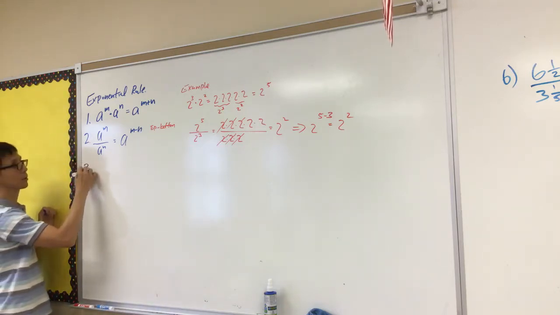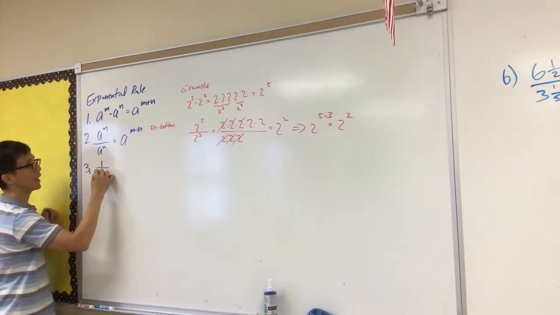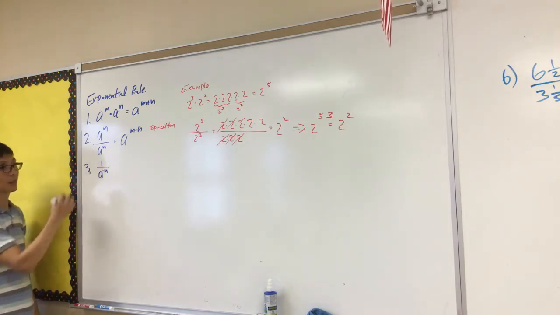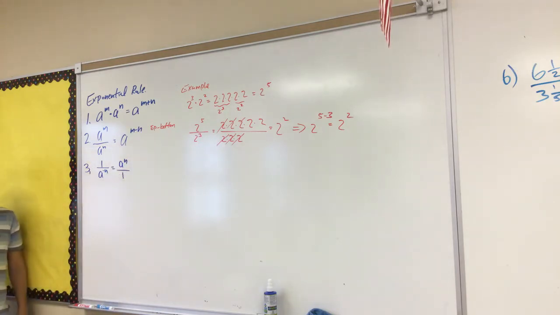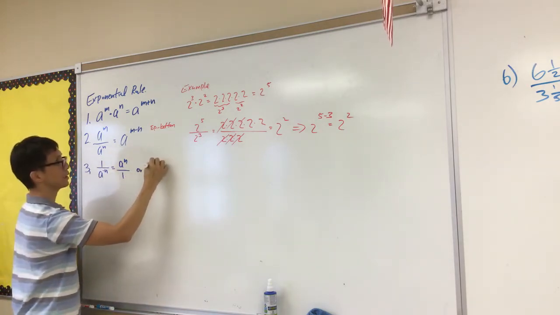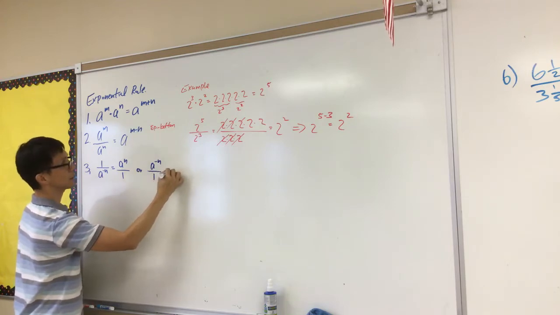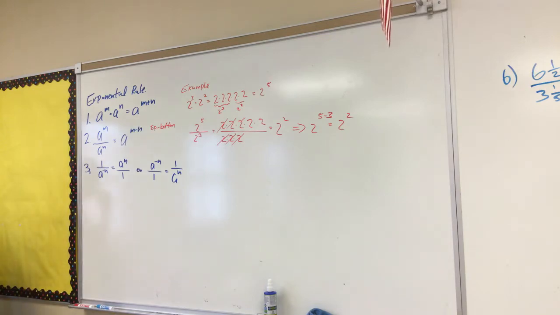The third rule is this one. This one's kind of tricky. 1 over a to the negative n is equal to a to the n over 1. Or a to the negative n over 1 is equal to 1 over a to the n. So according to mathematics, you should not have a negative exponent. If you have a negative exponent, you're going to change sign, and it becomes a positive exponent.